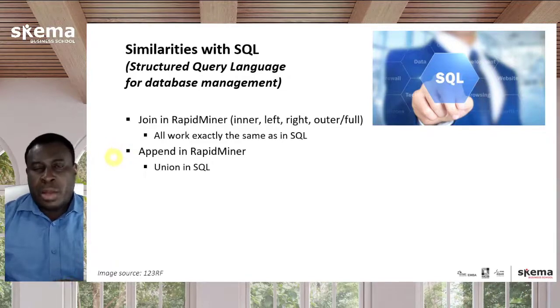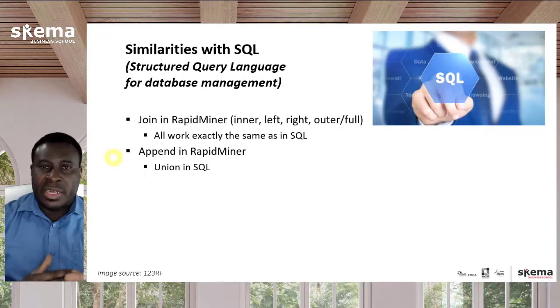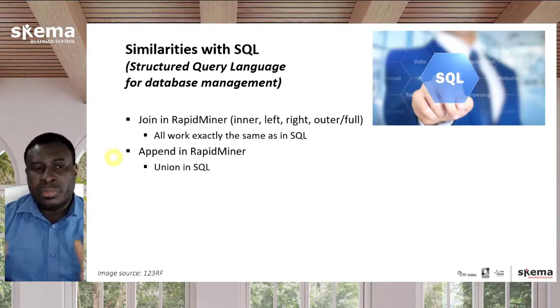The append operator in RapidMiner that takes one data set and adds another data set row by row that has the parallel columns is called the union operator in SQL.